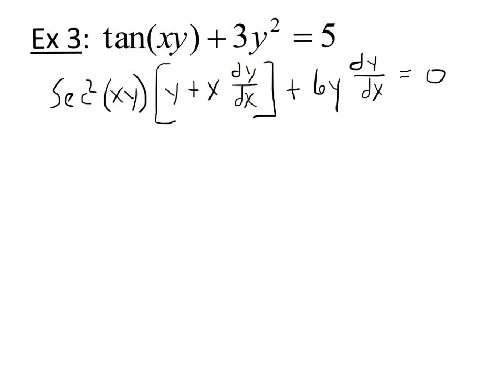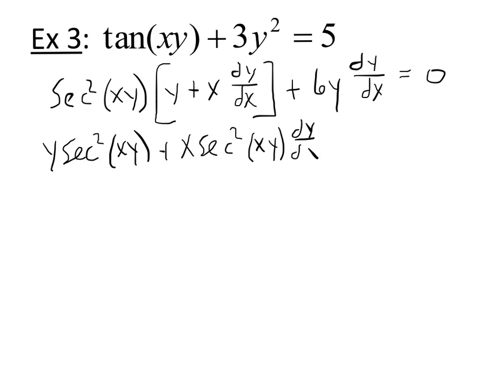Now I have to get the dy/dx's all by themselves. I need to get them over to the other side of the equation. But it's being multiplied by the secant squared xy. So what I'm going to do is distribute secant squared to both of these terms so that I have no more of the multiplication across. So I'll have y times secant squared xy plus x secant squared xy dy/dx plus 6y dy/dx equals 0.